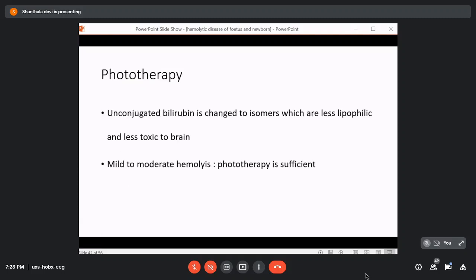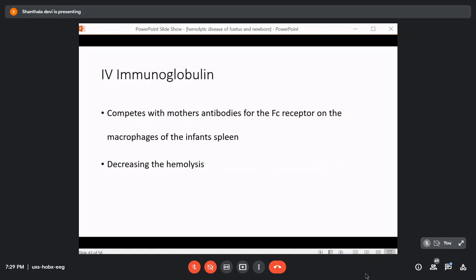Phototherapy is a simple procedure by which the unconjugated bilirubin is changed to isomers which are less lipophilic and less toxic to the brain, and generally this will solve most of the problems due to mild to moderate hemolysis. Phototherapy is sufficient. IV immunoglobulin is administered to the neonate. This competes with the mother's antibodies for the Fc receptor on the macrophages of the infant spleen and thereby decreases the hemolysis.